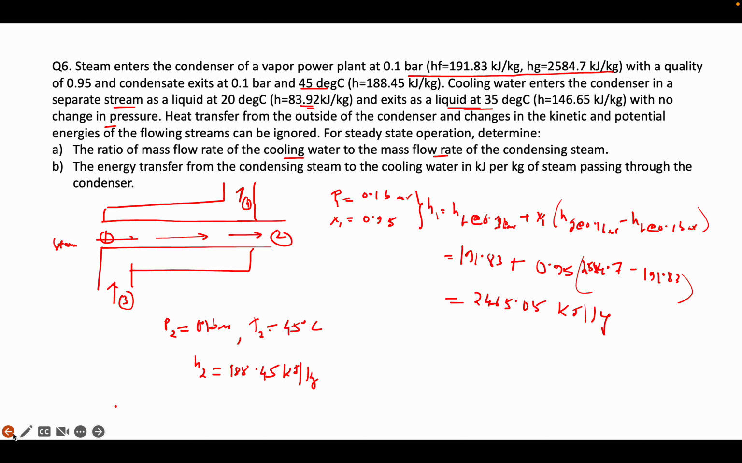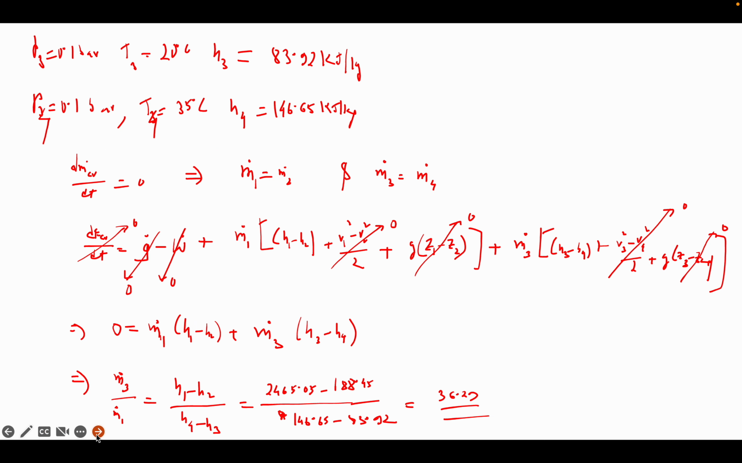Now the next part is the energy transferred from the condensing steam to the cooling water in kilojoule per kg of steam passing through the condenser. So in the second part we require to find the energy transferred from the condensing steam to the cooling water. That means how much heat is transferred from the steam to the cooling water. That one we require to find in the next part. Once again, let me add one slide.